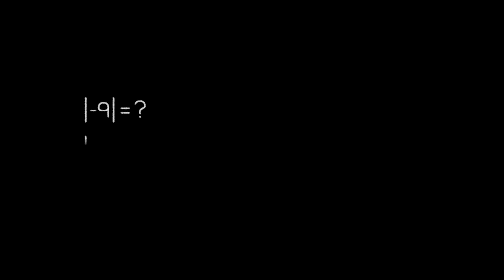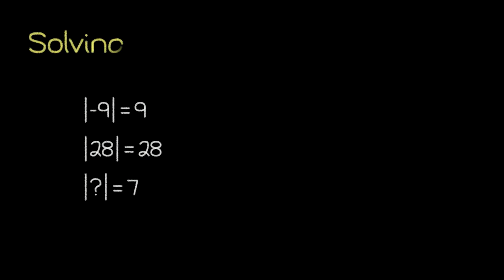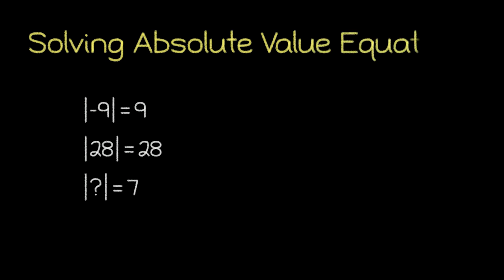Taking the absolute value of a number is a relatively simple task. If the number is negative, you just make it positive, and if the number is already positive, you just leave it as it is. But what if we try to do this process in reverse? What if we know that the absolute value of a number is 7, and we want to know what the original number was? Well, this is the situation that arises when solving absolute value equations.